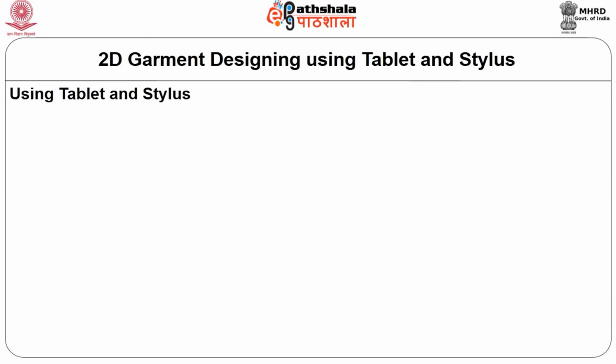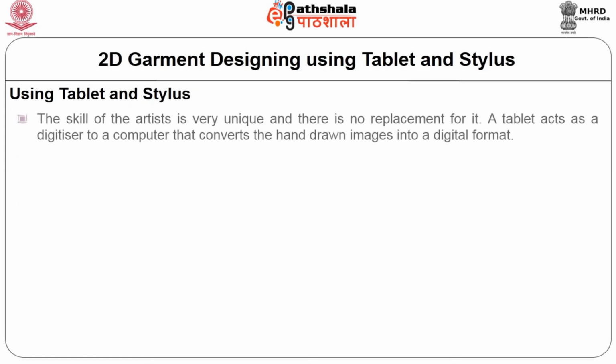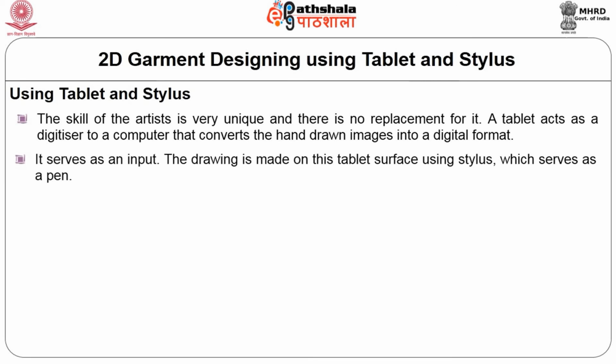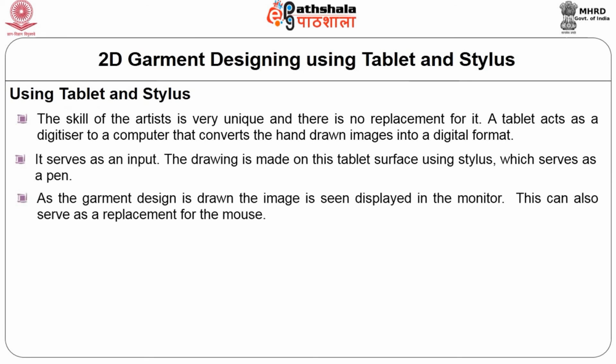Now, let's talk about the second method, garment designing using tablet and stylus. The skill of the artist is very unique and there is no replacement for it. In this method, a tablet acts as a digitizer to the computer, which converts the hand-drawn images into a digital format. The tablet serves as an input and the drawing is made on the tablet surface using a stylus which serves as a pen. As the garment design is drawn on the tablet, the image is displayed in the monitor.